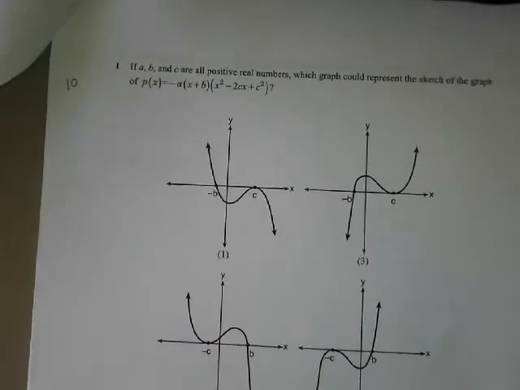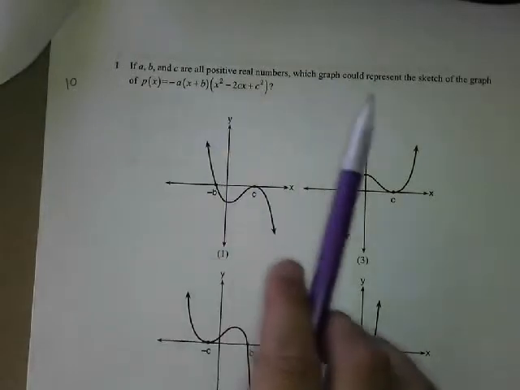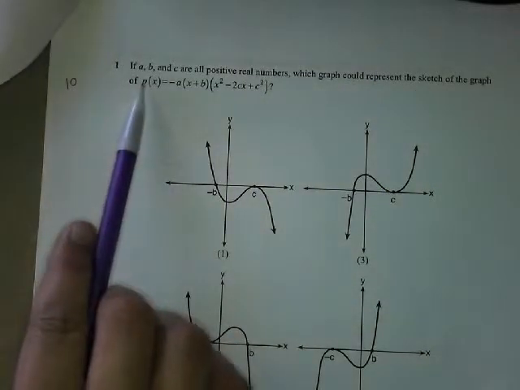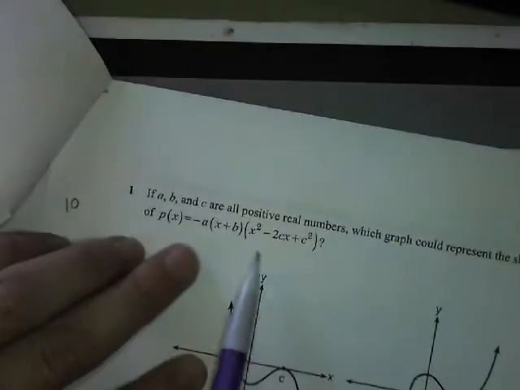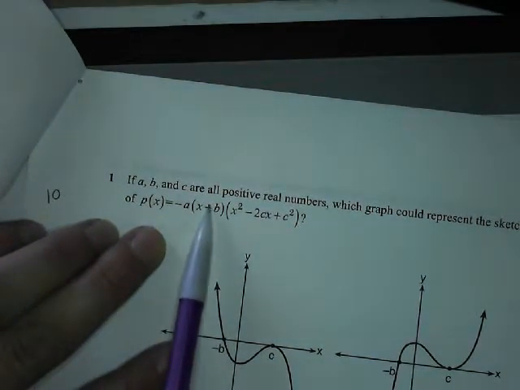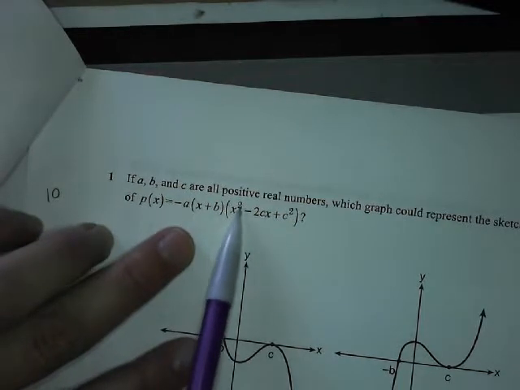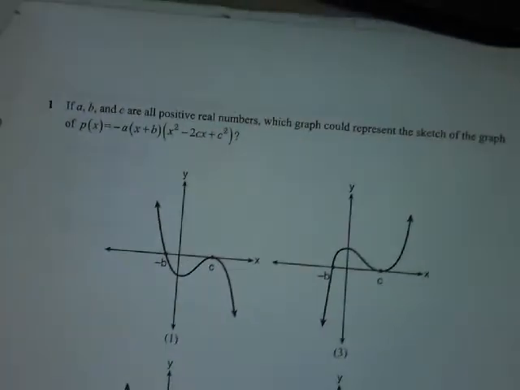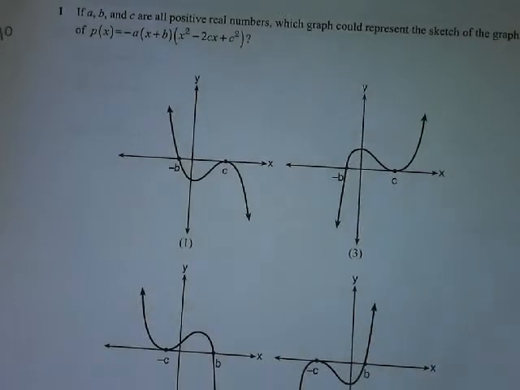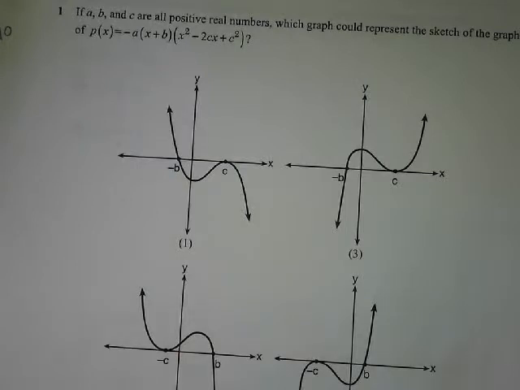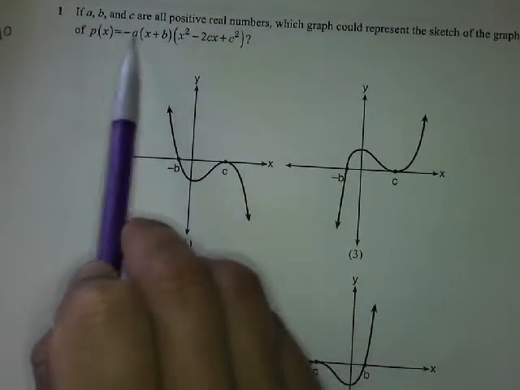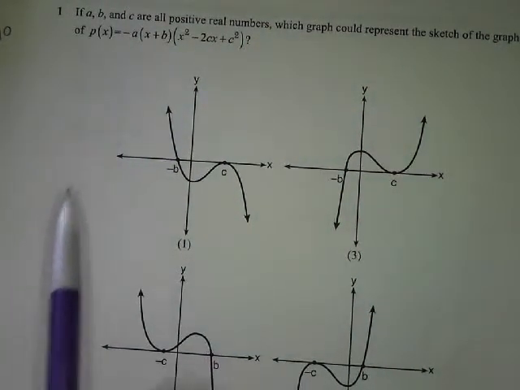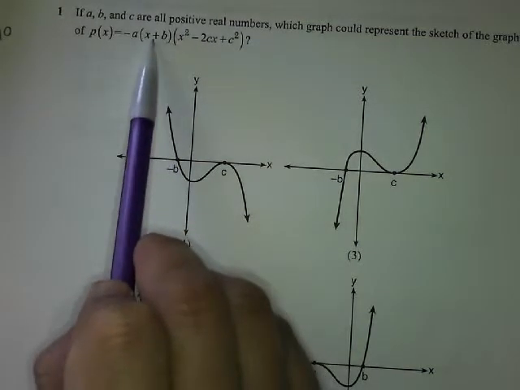So, a multiple choice question: which graph could represent the sketch of this p of x function? Negative a, an x plus b in parentheses, and then an x squared minus 2cx plus c squared. So, what are we looking for here when we try to pick which graph would work? When it's all in variables, it's not as easy, right? And end behavior. So what is the degree of this polynomial? Because that's not that obvious either. 3. Because this is an x squared times another x. So overall it's an x to the 3rd power.